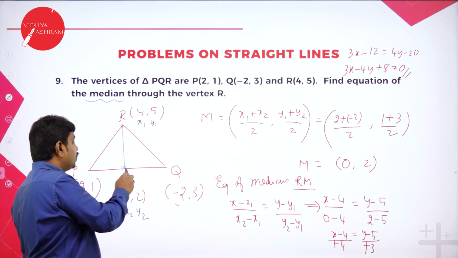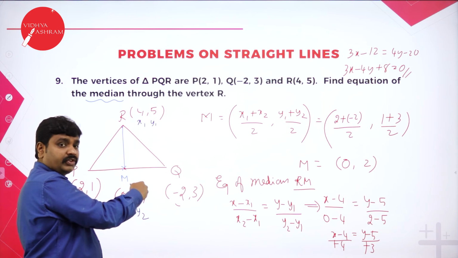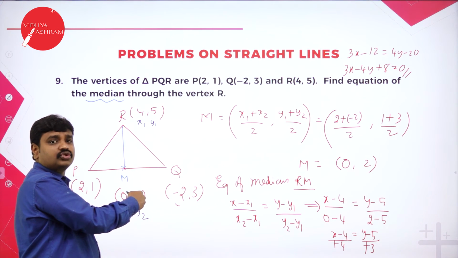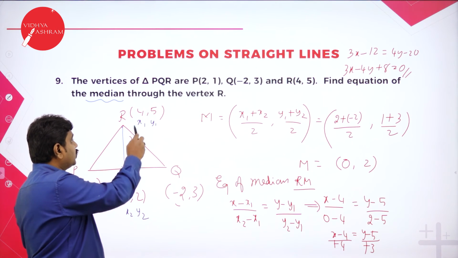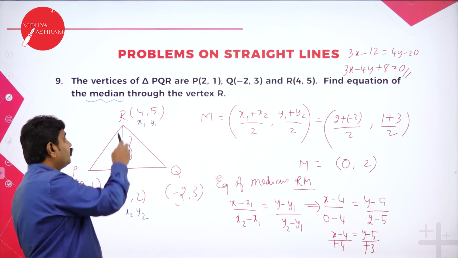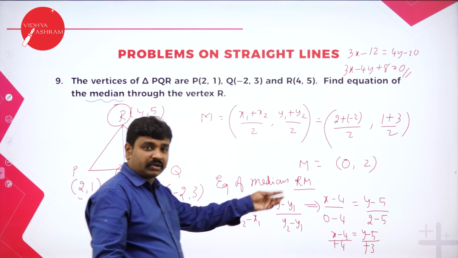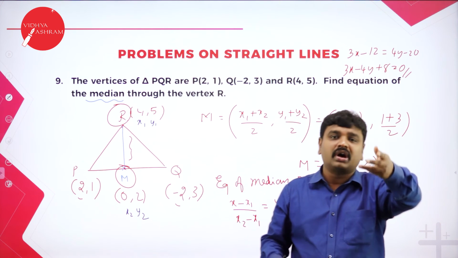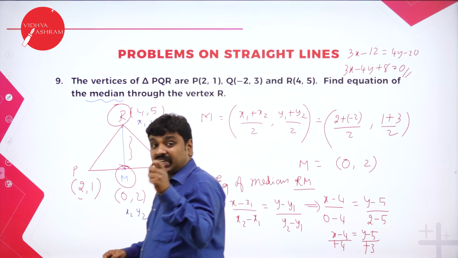So first find the midpoint of the opposite side. For R, what is the opposite side? PQ. Find the midpoint. What is the midpoint formula? (x1 plus x2)/2, (y1 plus y2)/2. Use it and you will get the midpoint. Then you have the R value and the M value. If you know 2 points on the line, you can use the 2-point form. Using the 2-point form, you can find the equation of RM. RM is the median through R. Interesting and simple. So now we have covered different types of problems.